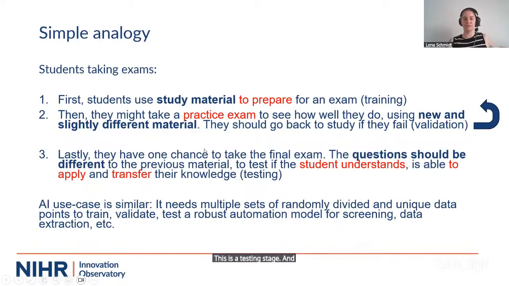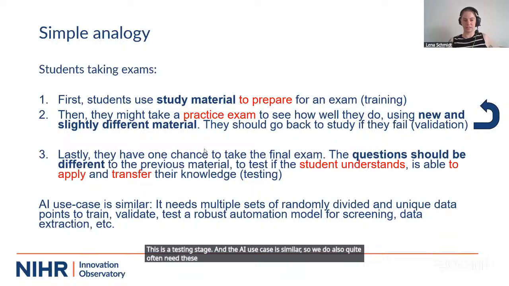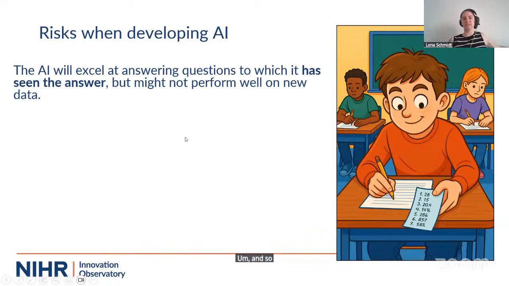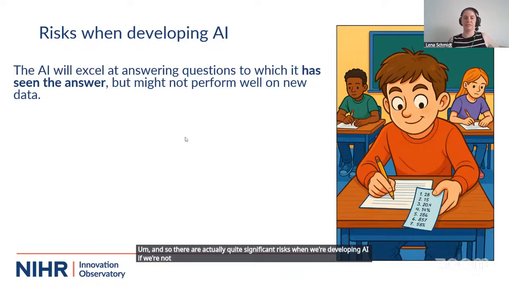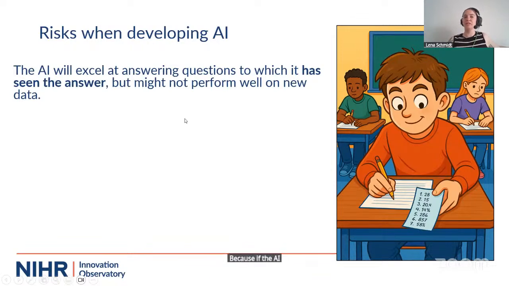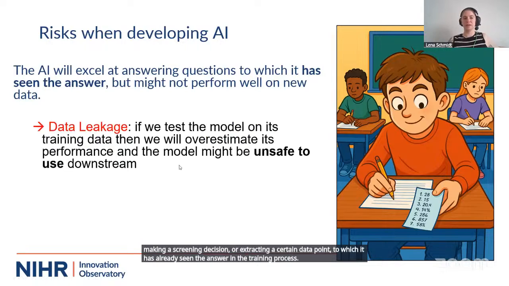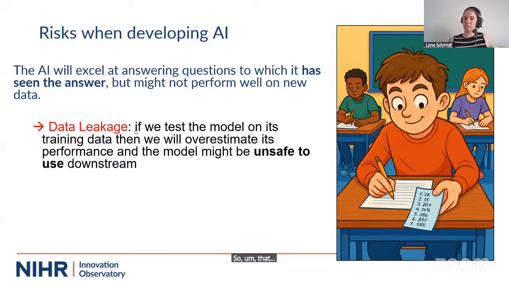And the AI use case is similar. We quite often need these two or three different sets of records to train, test, and validate robust models. And so there are actually quite significant risks when we're developing AI if we're not randomizing our references. Because the AI will be really good at answering a question, for example, making a screening decision or extracting a certain data point, to which it has already seen the answer in the training process. So there's this problem of data leakage.